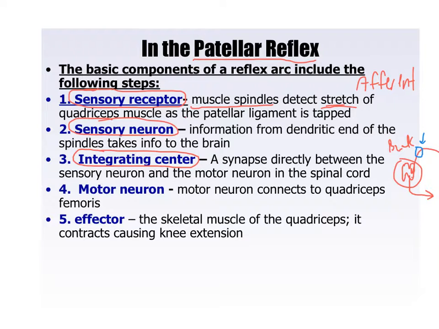All right, so now on to after the integrating center makes its decision to kick your leg, that information is sent by an action potential through a motor or an efferent neuron, which travels to the effector, in this case, your quadriceps muscle. And that neuron is going to release acetylcholine, if you remember that neurotransmitter. It releases acetylcholine into the muscle, which causes it to contract, which causes it to kick.